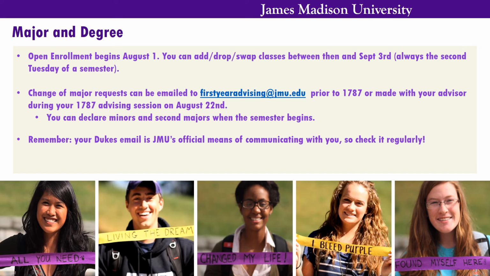You can certainly declare minors and second majors when the semester begins on August 26th, but until that point, unfortunately, we can't add a second major or any minors to your record. You'll have to do that when you arrive on campus during the first day of class. You'll be able to complete those transactions through My Madison on August 26th. And remember, your JMU Duke's email is the official means of communication with the university between you and your advisor and any other offices at the university. So please make sure you start making a habit of checking that regularly.